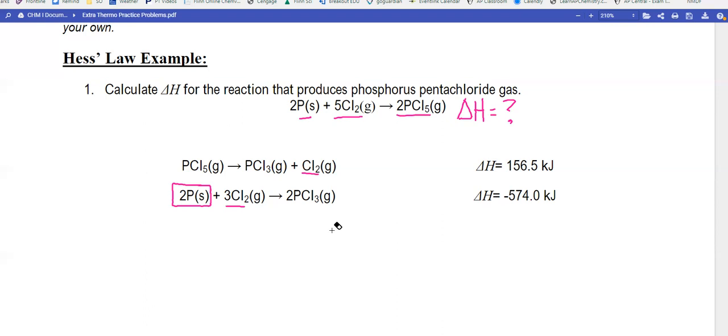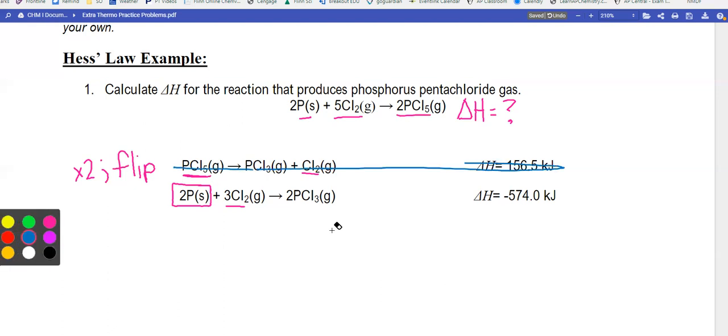So that needs to be on the product side, and it needs to have a coefficient of 2. Right now, that is in this top equation, and it's on the wrong side. So that means that we need to flip it, and it does not have the coefficient of 2, so we also need to multiply by 2 so that we can get it to look like it needs to look. Okay, so I like to cross them off and write them over again.